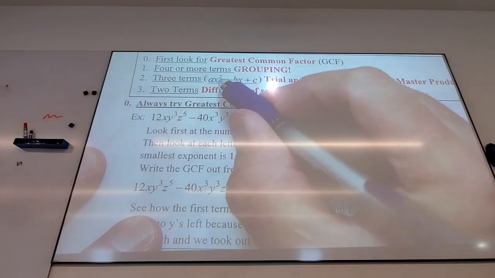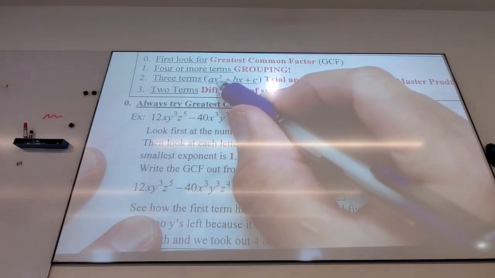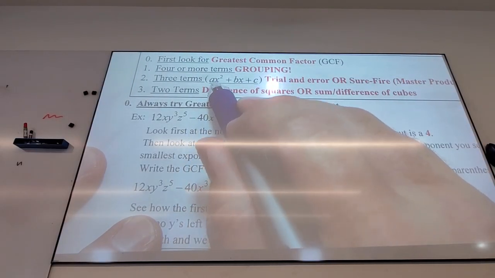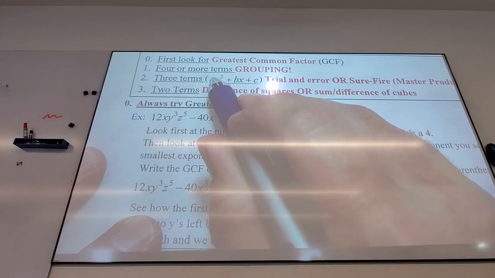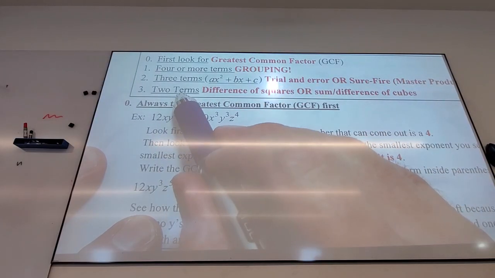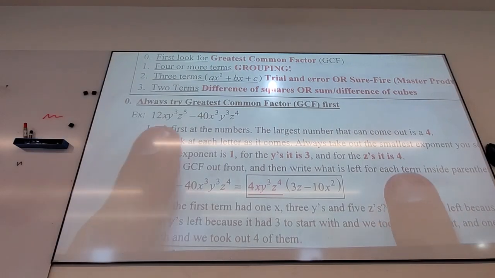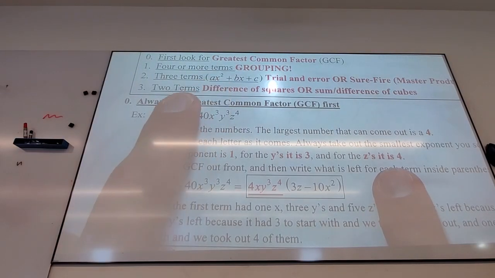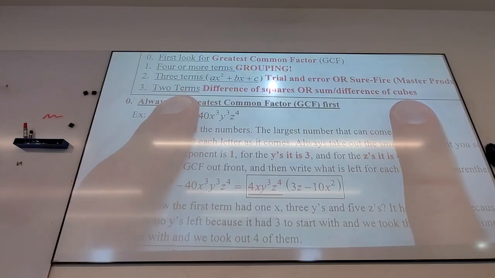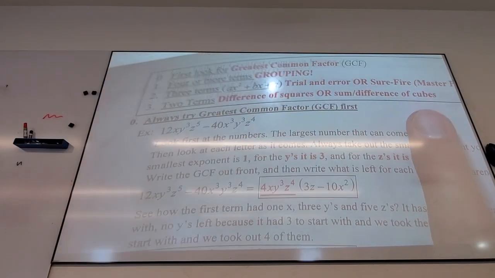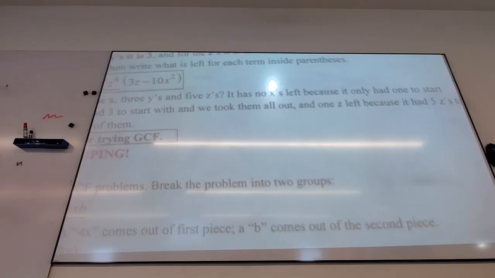We did an example where a is 1. So we want to do an example where a is not 1. It gets a little bit trickier. And then, of course, there's difference of squares and difference or sum of cubes. So let me do this. Let me show you an example where a is not 1. We'll do an example of cubes. And then we'll talk about functions for a bit.